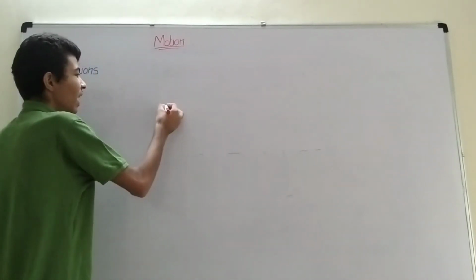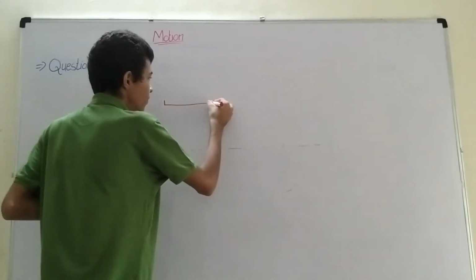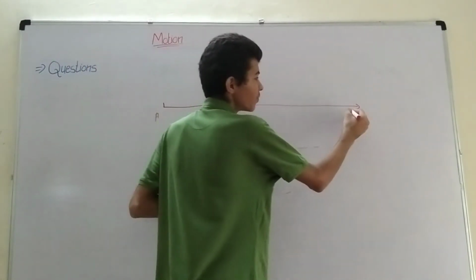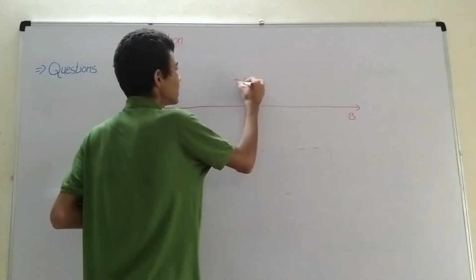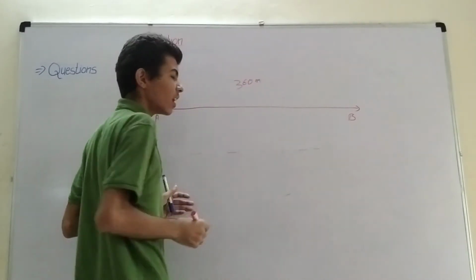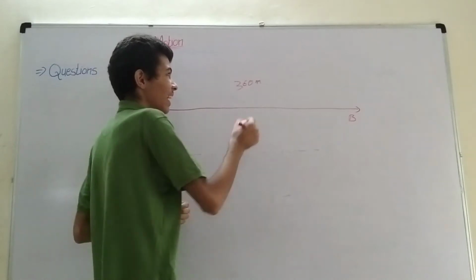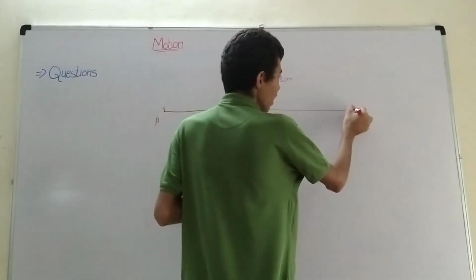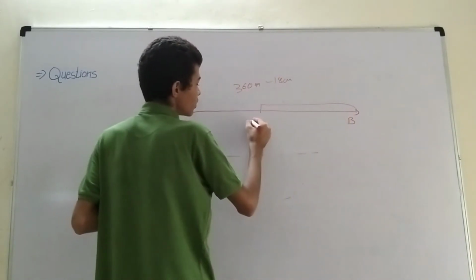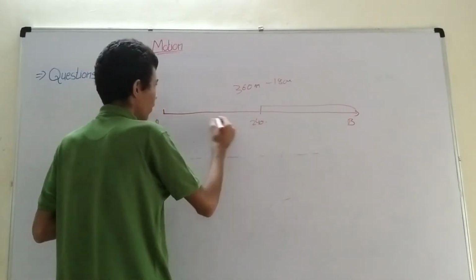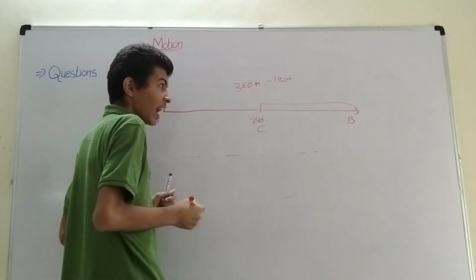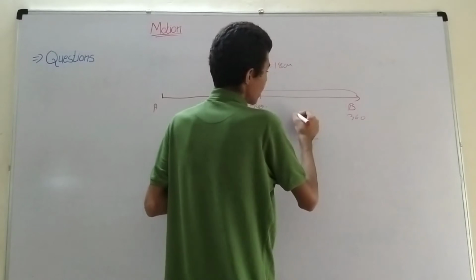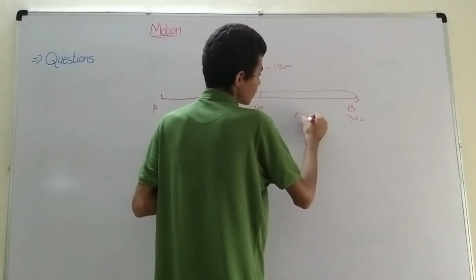In this we have a car, and it is traveling from point A to B, which is about 360 meters away, and the car takes about 18 seconds. Now the car takes a U-turn and comes to the point which is 240 meters away from point A, let's name it point C. And taking this path, it takes about 6 seconds.